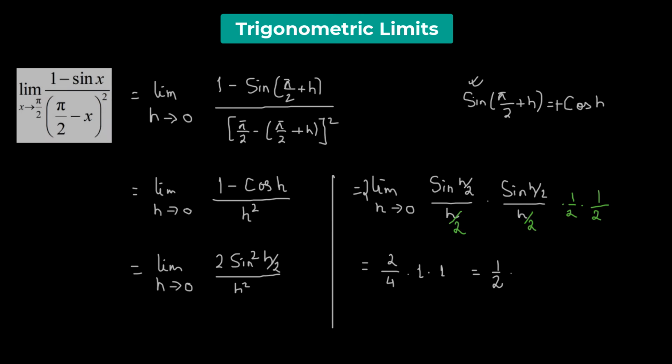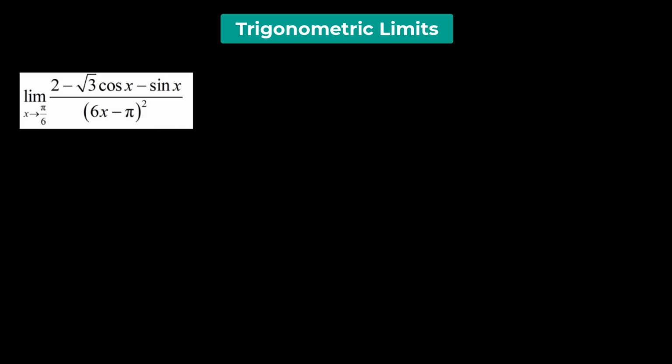Let us do another problem. Here we have a trigonometric function. We need to determine the limiting value when x approaches pi over 6. If you do a direct substitution for the value of x, you'll get the indeterminate form of 0 over 0. So what we're going to do here is simplify this given function.